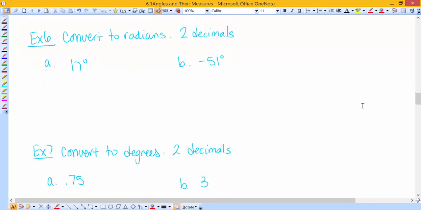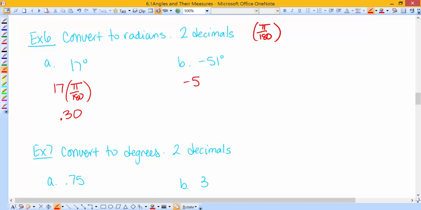All right, last 2 examples. Convert to radians. So this is multiply by pi over 180. So 17 times pi over 180. Well, 17 does not go into 180, but if I look at the directions, it does say I'm allowed to have 2 decimal places. So I'm going to use the pi button, so 17 times pi, and then I'm going to divide by 180. And I'm going to end up with 0.30 radians.